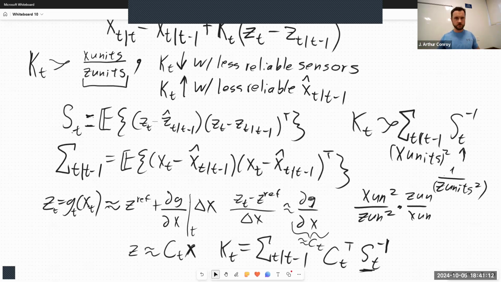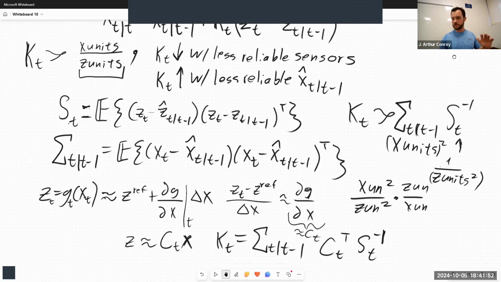So very reliable sensors have a very low covariance for S. So reliable sensors will be divided by a small number and cause this to be a large Kalman gain. Very unreliable prior estimates will do something similar, where this matrix will be very large, but the opposite is true. If this matrix is very small, our prior estimates are very reliable, very clustered. Our prior estimates are very clustered around the true value, then this quantity will be very small. So we'll rely a lot more on our prior estimates for the update.